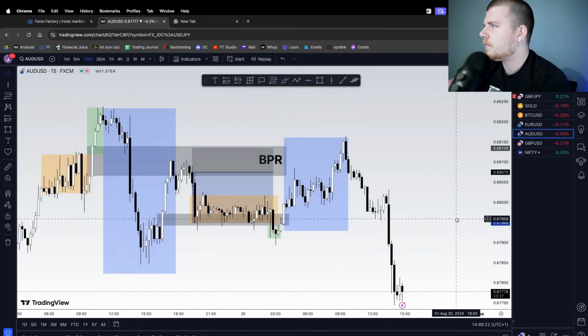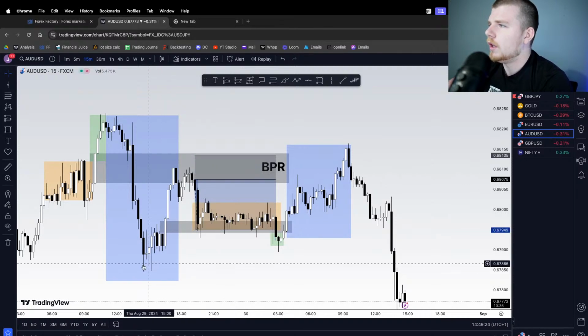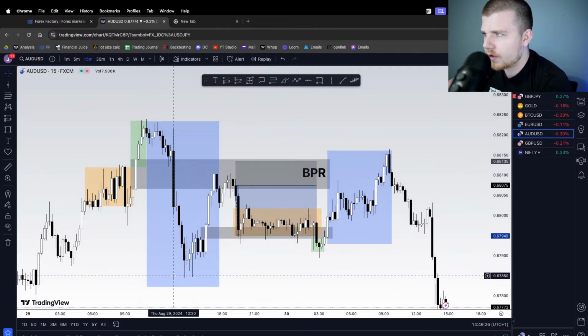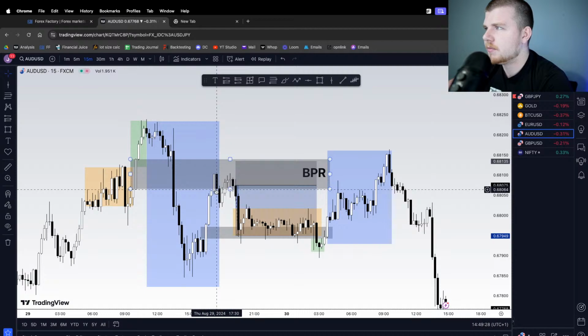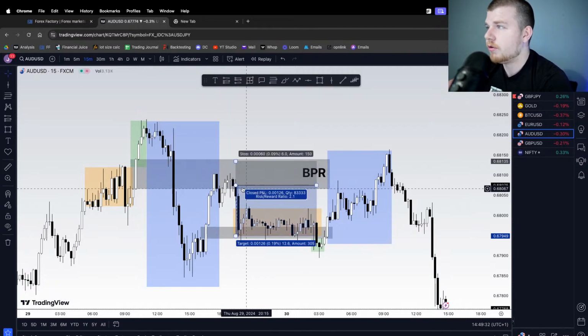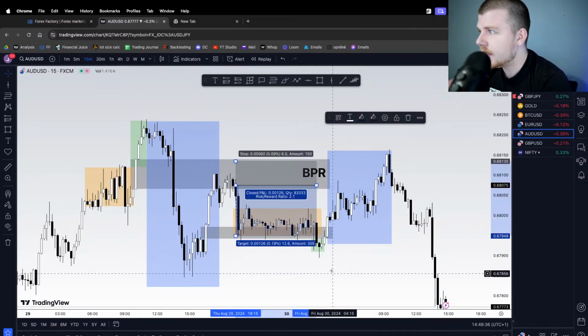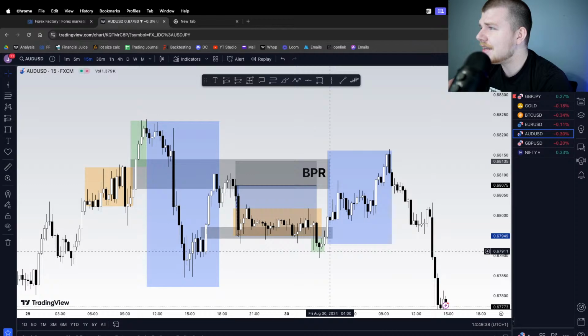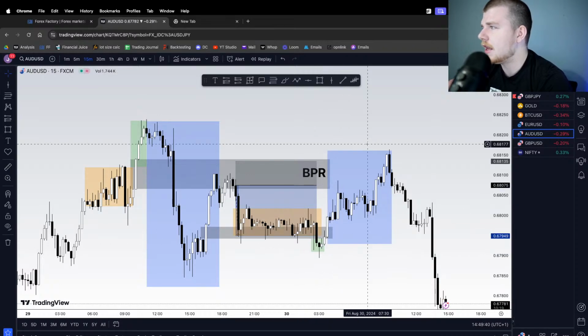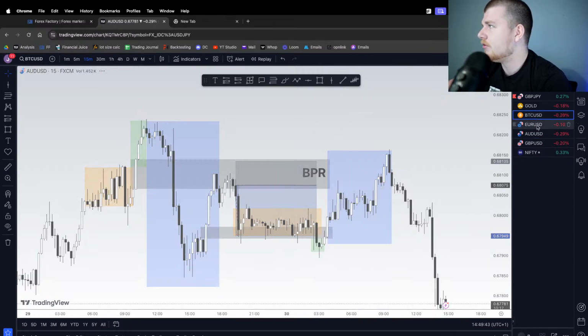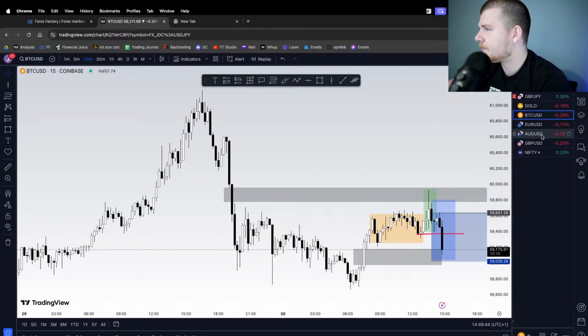AUD. Yeah, so AUD, we looked at this. We were like, okay, we're either going to reverse or accumulate. We reversed back to the BPR. I literally said this. We could take a sell position right from here, and then we would have targeted this fair value gap. Then we accumulated and manipulated, and you easily could have taken a buy position right here. Pretty standard stuff again.